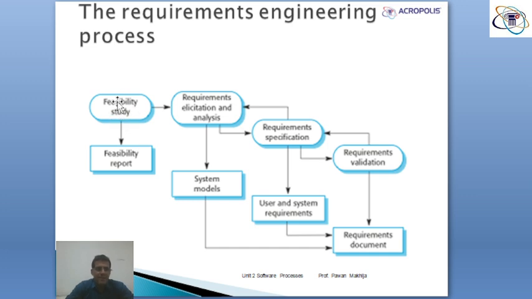We check the feasibility study, and the best part of this diagram is that we have the outputs. The output of the feasibility study is the feasibility report. The output of requirements elicitation and analysis is system models, right? For requirements specification, the output will be user and system requirements. And when we talk about the final stage, requirements validation, we are concerned about the requirements document. The inputs as well as the outputs from all these phases accumulate in this last phase, requirements validation, which gives us the final document, that is the SRS, right?